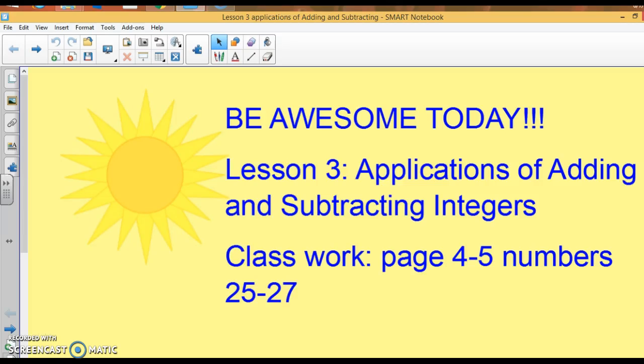Talking about adding and subtracting integers using the number line and the rules. Today we're going to take a look at some applications of integers, adding and subtracting, and the work that goes along with this is on pages 4 and 5, numbers 25 and 27.